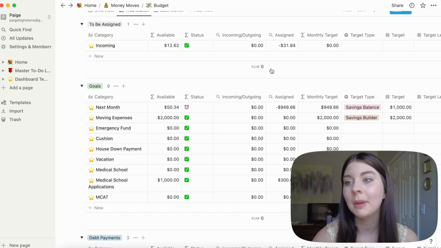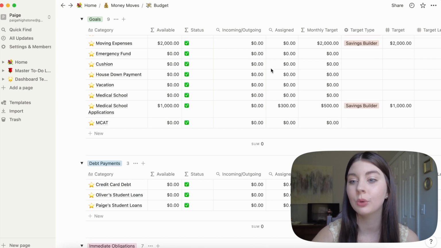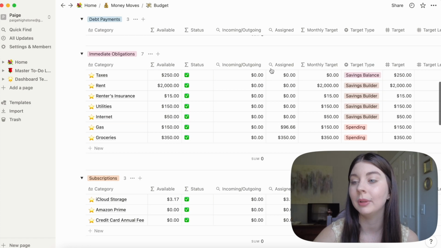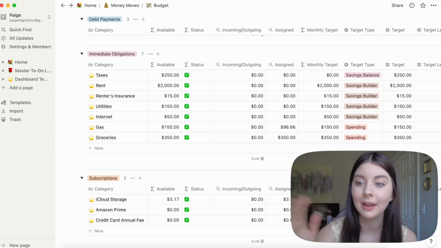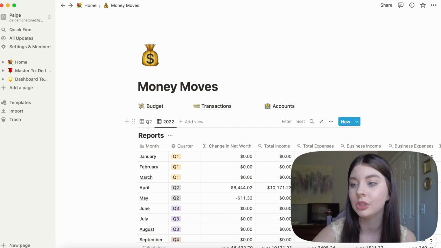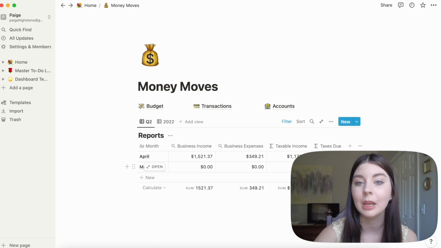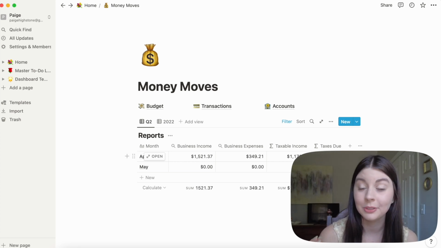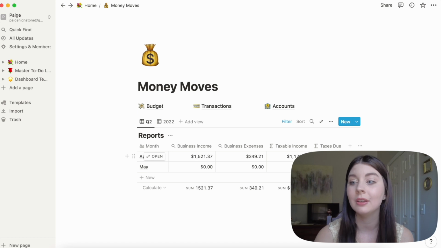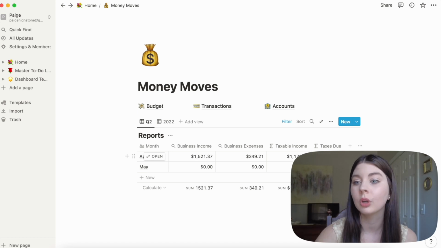The last thing I didn't mention that I budget for as a freelancer is taxes. So if we go down into immediate obligations, you'll see that I currently have $250 set aside for taxes. And the way I figure this out is, again, we go back to our main page here, we go to Q2, we can see that from the month of April, I have to pay about $240 in taxes. So I took that, added a little bit of extra, basically rounded it to an even number, and I set that aside at the end of April to go towards our Q2 taxes.